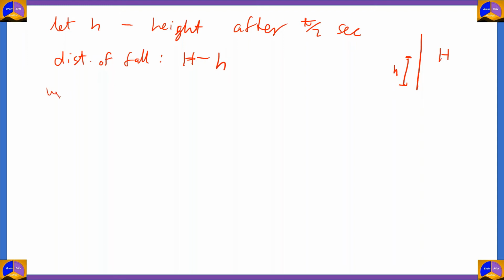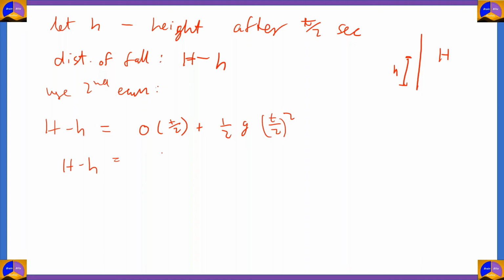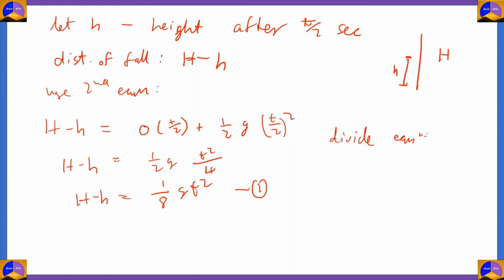And once again, we use the second equation of motion. So H minus h is equal to 0 times t by 2 plus half into g into t by 2 whole squared. So capital H minus small h is equal to half g t squared by 4. That is the squaring. So 2 into 4 is 8. So that is 1 by 8 gt squared, H minus h. Now what we do, we consider this as equation 2. So we divide equation 2 by 1.